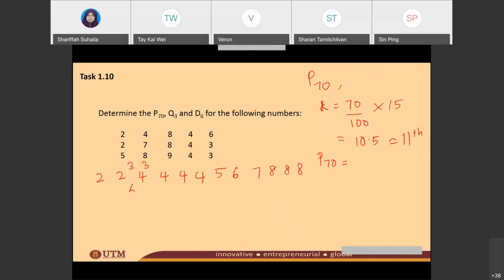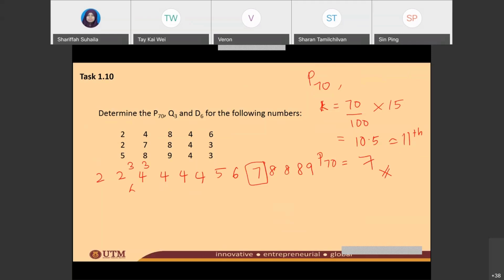Then one more, 9. Okay. So that means the 11th position: 1, 2, 3, 4, 5, 6, 7, 8, 9, 10, 11. So the value is 7. Okay, so try for Q3 and D6.